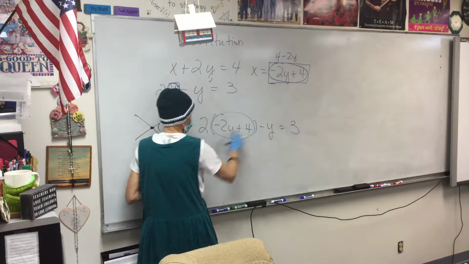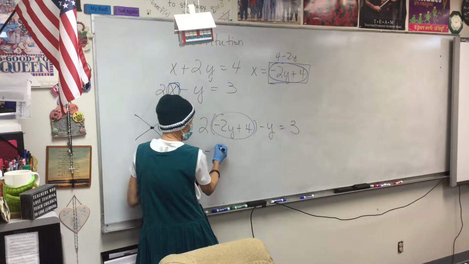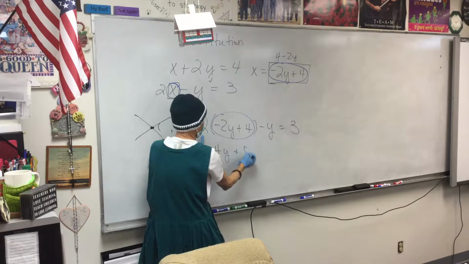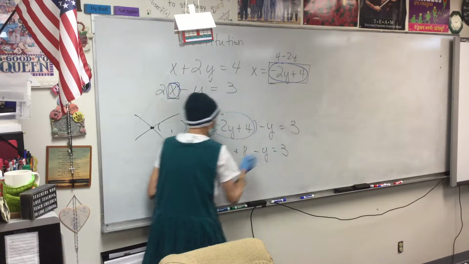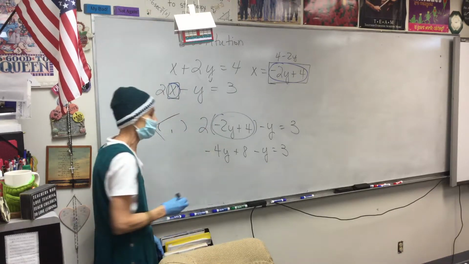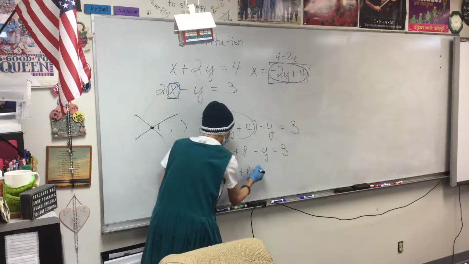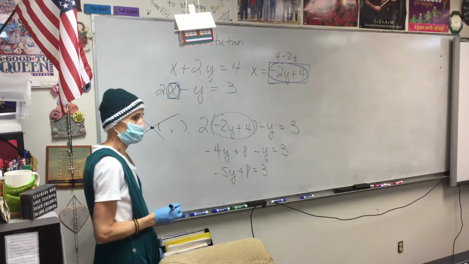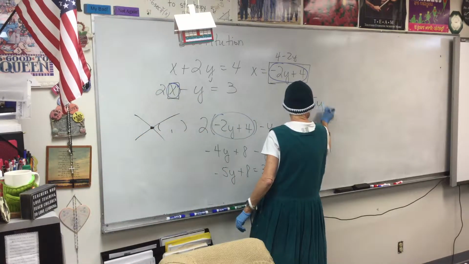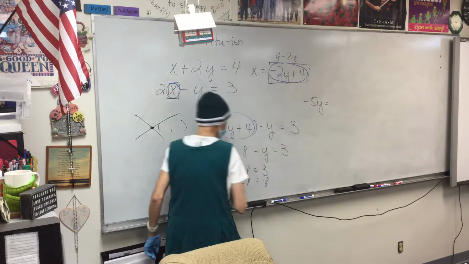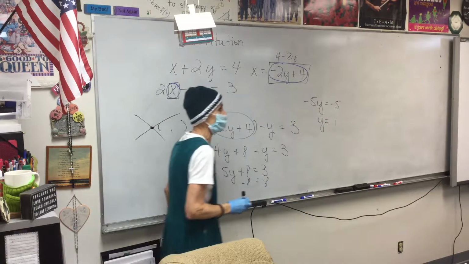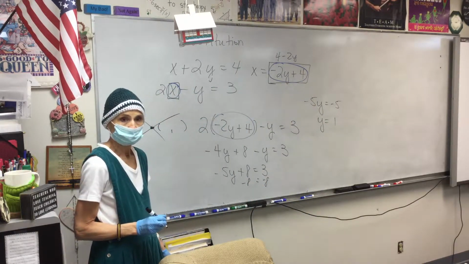All right, let's solve. Here we go, distributive. Negative 4y, what's it? Plus 8? What's negative 4y minus y? Good. Now what? Subtract the 8. So we have negative 5y equals what? Negative 5. So y equals 1. Everybody okay?